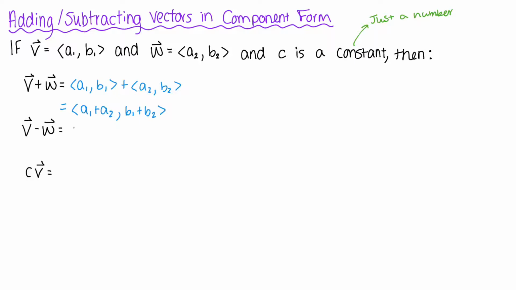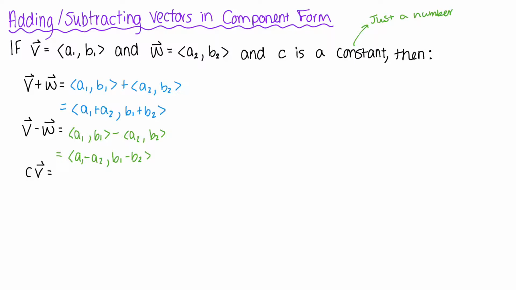For subtraction, it works the same way. So if you have a1 comma b1 minus a2 comma b2, you just subtract. So it would be a1 minus a2 comma b1 minus b2.